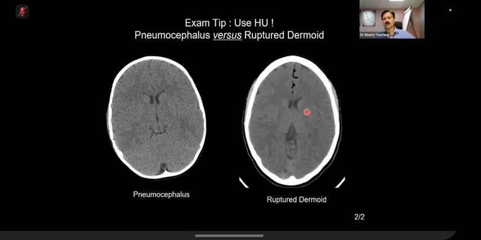This was ruptured dermoid. Fat will have anywhere density between about -50 to -100. This will be minus few hundreds, like 600, 700.